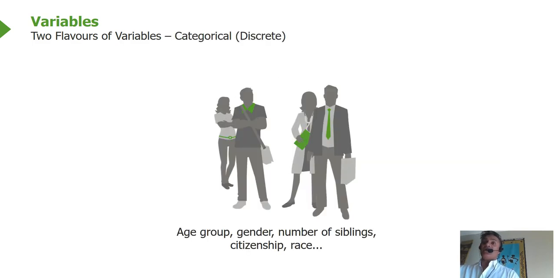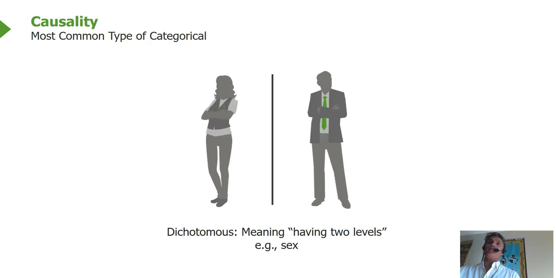A categorical variable, on the other hand, is a group, age group, gender. Here I've got number of siblings. That's a bit confusing because that's a number as well, but you can't have 2.5 siblings. Right? What country you were born in, what is your race? Those are categories. They aren't pure numbers.